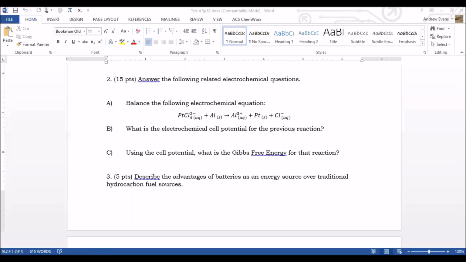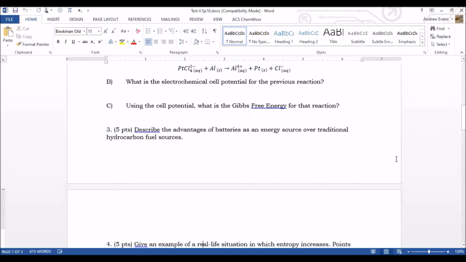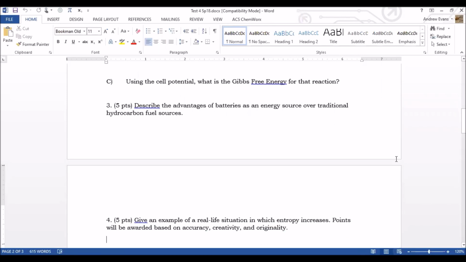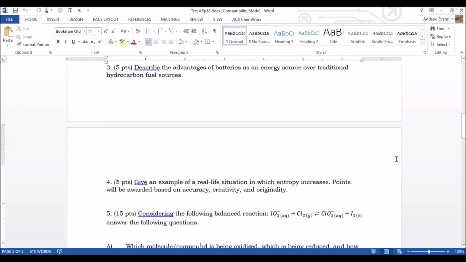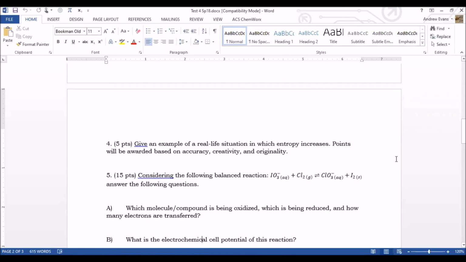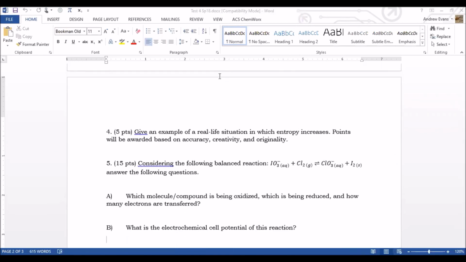Okay, in order to save time, I'm going to go ahead and skip number 3. Number 3, you can watch the video, you can read the slides, you can do some research on your own. That's not even necessarily what I'm going to ask again. Give a real life example of entropy increasing. Pretty straightforward. Find out where randomness is going up. Accuracy, creativity, originality. That might show up again, because ideally, hopefully you don't have the same thing as everyone else.